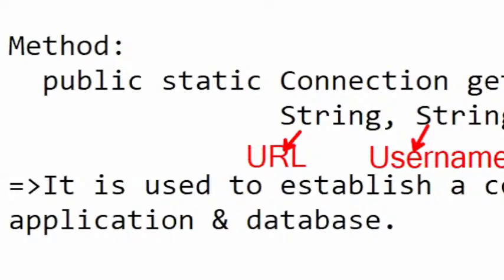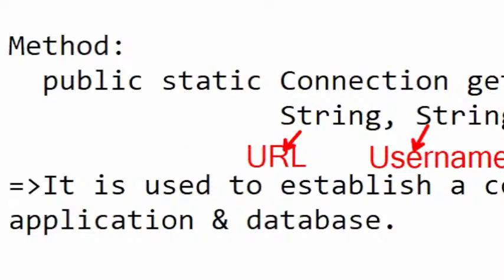URL, username, password: while installing the Oracle database, whatever username and password you gave, that is it. That username, that password. URL, what is URL? I'll explain. URL, URI, URN: three concepts are there. All our people are calling it URL only, but actually URN is also there, URI is also there. What's the difference? It's an interview question. I'll teach it.